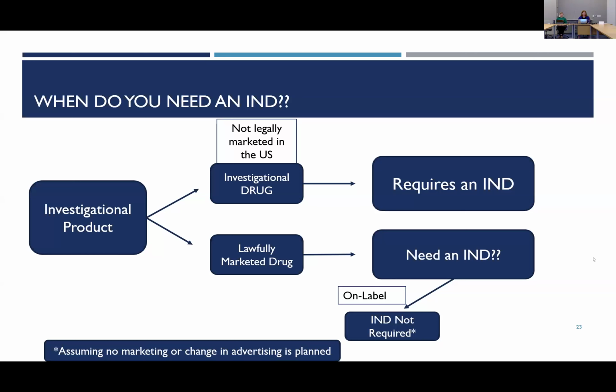And so we know that that's not usually the case for research, right? You don't typically see drugs being used on label in an investigation, in a clinical trial. And so it's really that off-label use. Again, it depends on what you're doing in that clinical trial and what the risks are associated with it. So that's when we need to talk about IND exemptions. These exceptions do apply to only lawfully marketed drugs in the US, right?